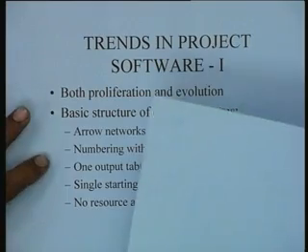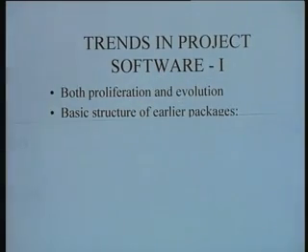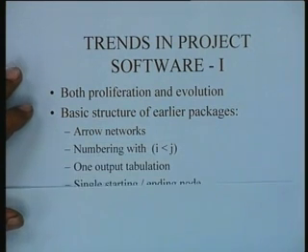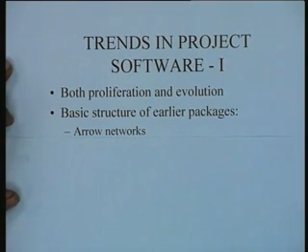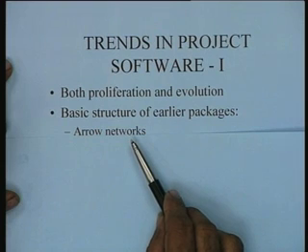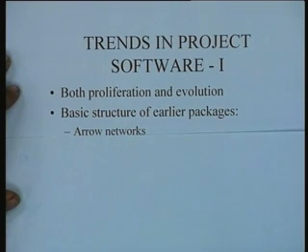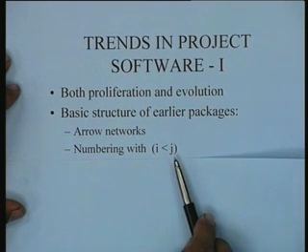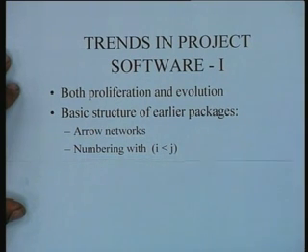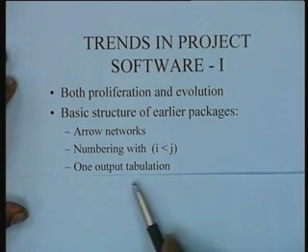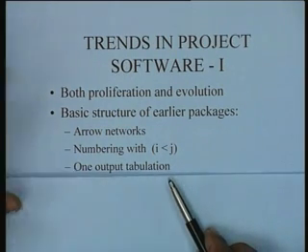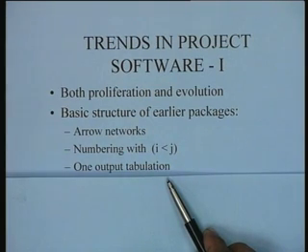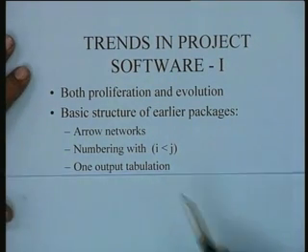Now what we can do is look at the basic structure of the earlier packages and the basic structure of the current packages. That will give you an idea of how packages are varying. The earlier packages were simple; they generally tended to operate with AOA networks or arrow networks. And numbering was always done originally with i less than j, because it was much simpler and error checks were eliminated and so on. There was generally one output tabulation, simply. They would do a forward pass, backward pass, print out the floats and give you that table, and that's the end of it.